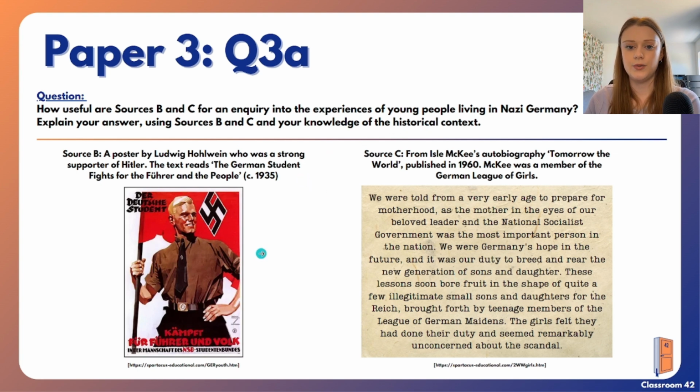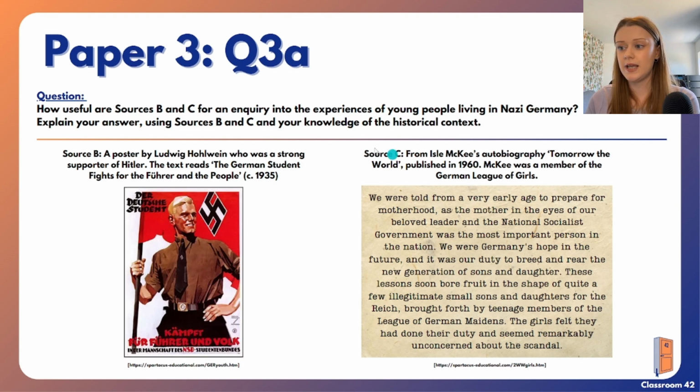So here are our two sources. As always, feel free to pause the video if you want to get a closer look at them. We've got source B, which is a poster by Ludwig Holbein, who was a strong supporter of Hitler. The text reads, "The German student fights for the Führer and the people." You can see a classic Aryan boy in his uniform, holding a Nazi flag, a pretty classic Nazi propaganda poster.